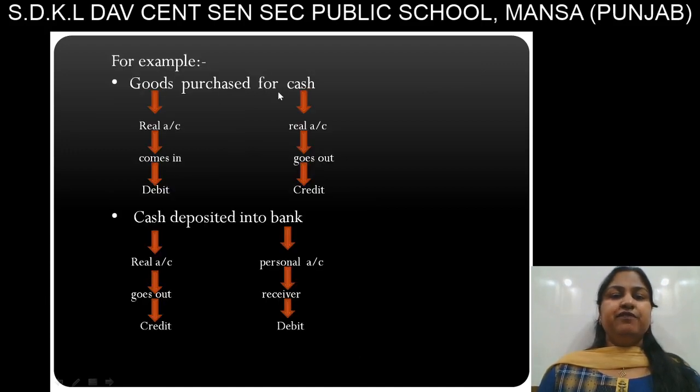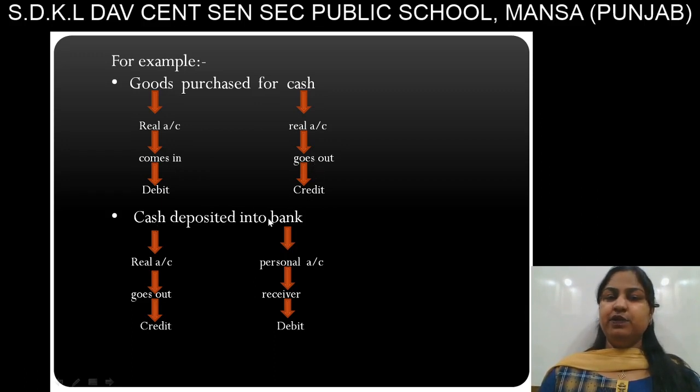Goods purchased for cash. Here two accounts are there, goods and cash. Goods account is real and cash account is also real. So the rule for real account will be applied. Real account: goods come in the business, so it should be debited, and cash goes out from the business, so the account of cash should be credited.